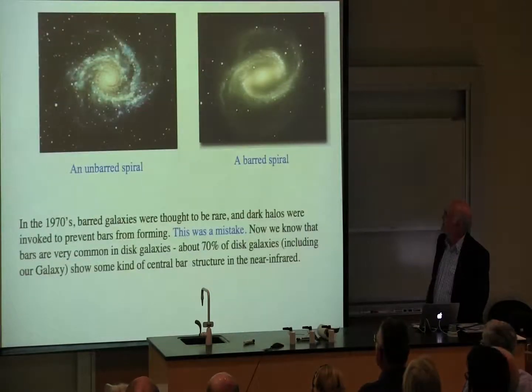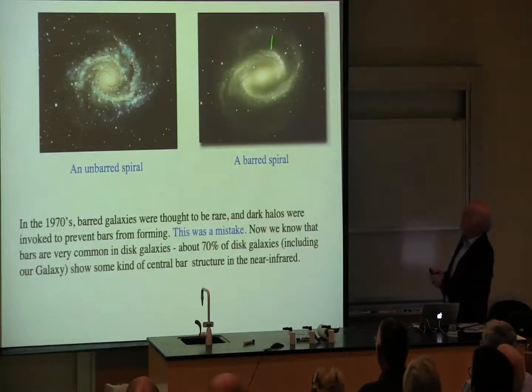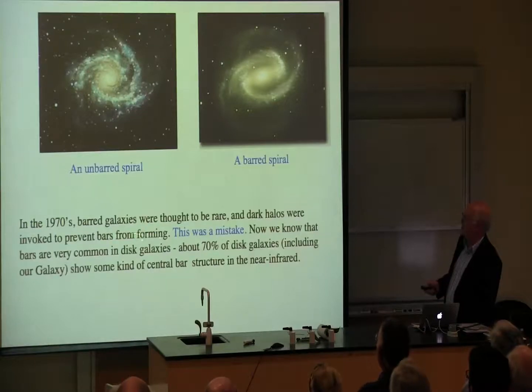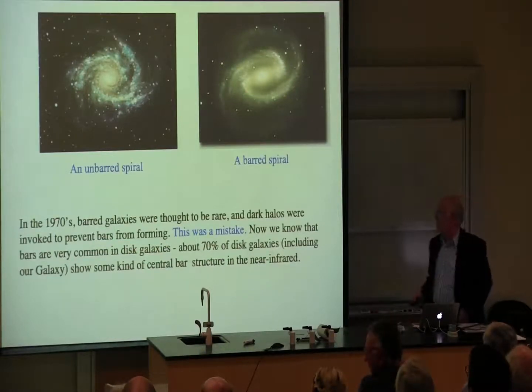Okay, so just a tiny bit more on barred spirals. Here's the same one that you saw. Here's one that isn't barred, and people thought they were rare, and you needed dark halos to stop them from forming. This was all wrong. Now we know they're very common. About 70% of disk galaxies, including the one we live in, have some kind of a central bar.